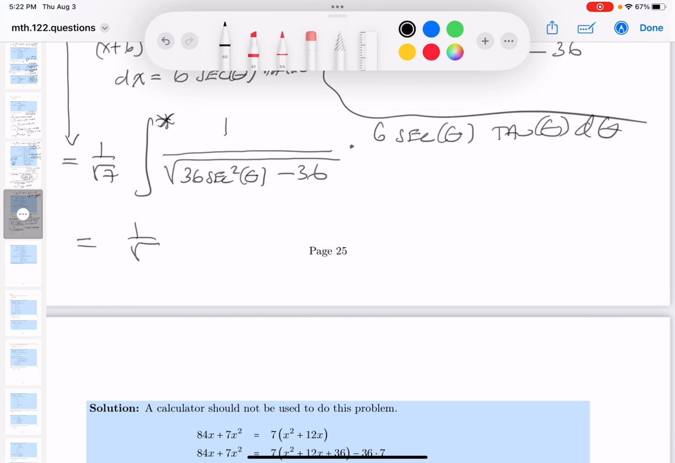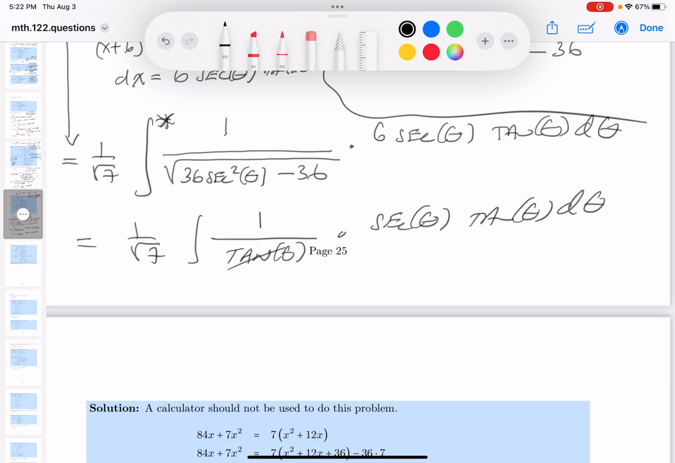1 over root 7. I'm going to do the number first. And when I factor 36 from that radicand, the square root of 36 is 6. The 6's cancel off. And what would you be left with? The root of secant squared theta minus 1, which is the tangent squared of theta. And on the invertible region that we've chosen, I don't have to worry about the absolute value. That's just tan theta, times secant theta tangent theta d theta. What happens here? These cancel off. What are you left with? 1 over root 7 times the integral of secant theta d theta.